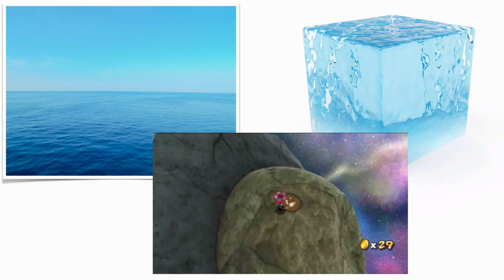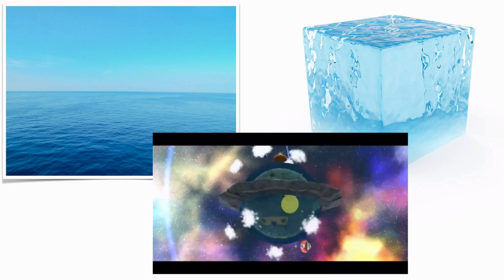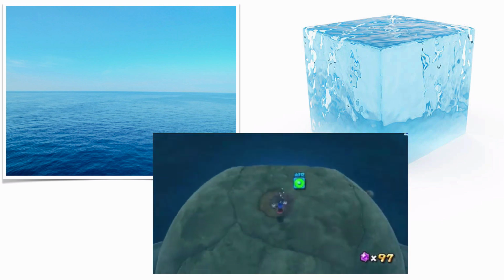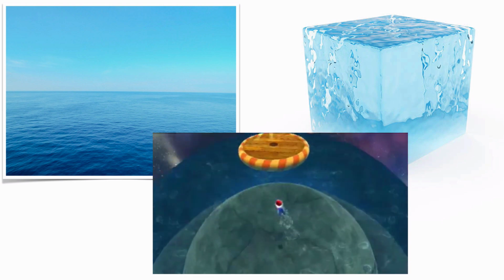Let's play the clip. So there he goes with his spin drill. He hits the water, it fills up, and it forms a sphere. The water surface is level, and he's able to grab his Power Star.